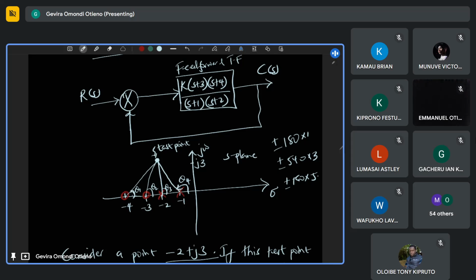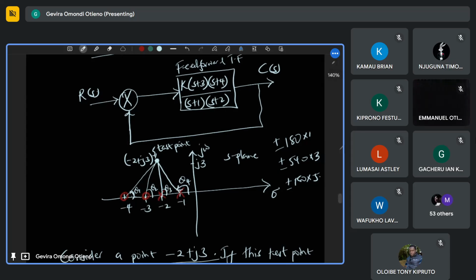So if you check theta 1, theta 2, theta 3, and theta 4, if we sum them up and they add up to 180 degrees, then it qualifies this test point minus 2 plus j3 would then lie on the root locus. If those angles don't add up to 180 degrees, then the test point minus 2 plus j3 does not lie on the root locus.